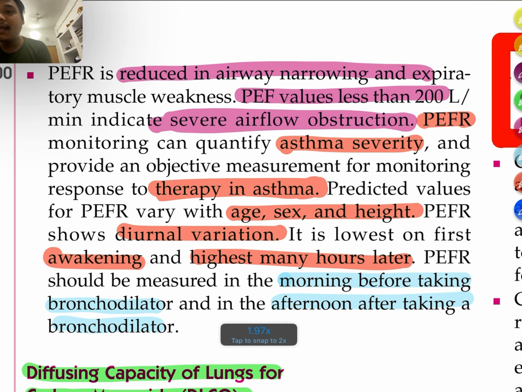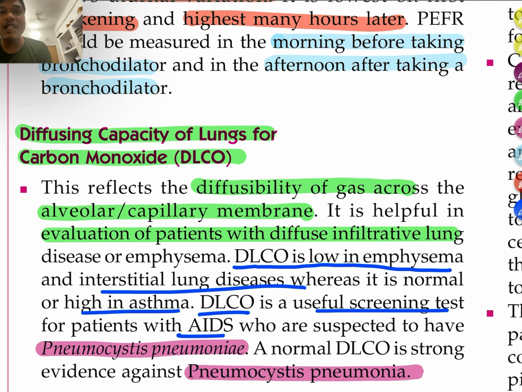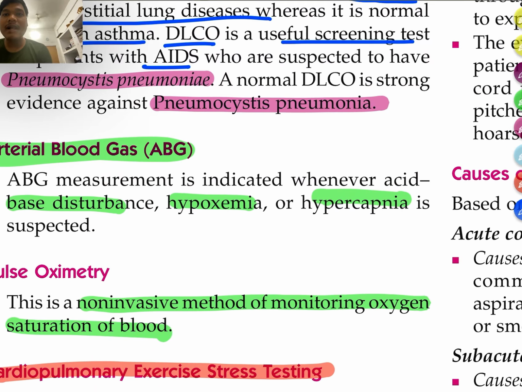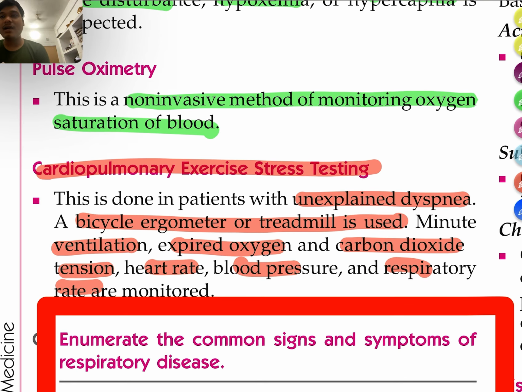Okay, next is our DLCO. Here the diffusion capacity of the lungs gets assessed. And next is arterial blood gas, which helps in the assessment of hypercapnia. And pulse oximetry is non-invasive, and measures the oxygen saturation level in our body. And last is our cardiopulmonary exercise stress test.